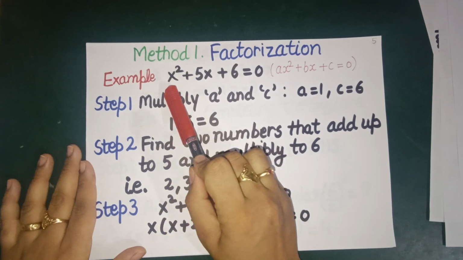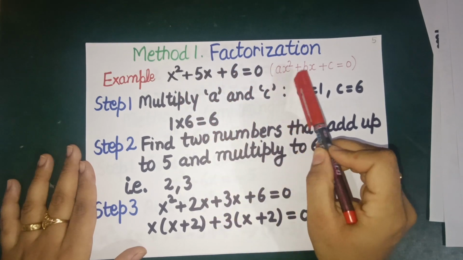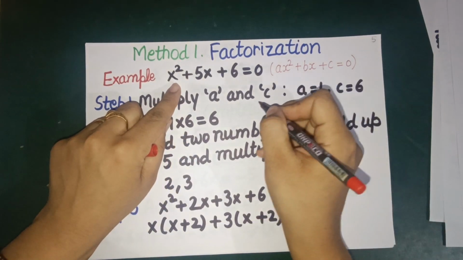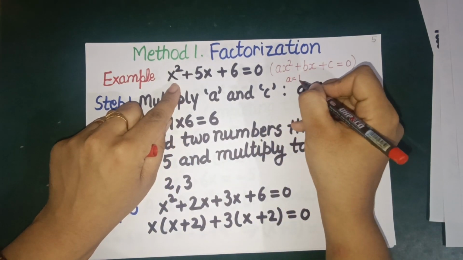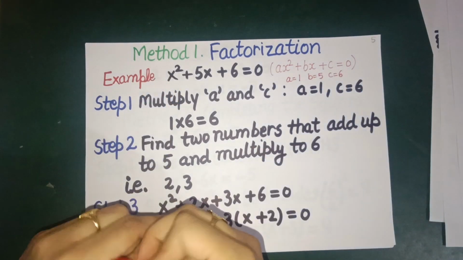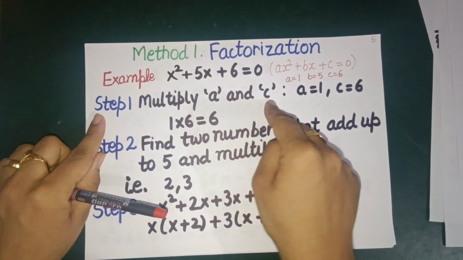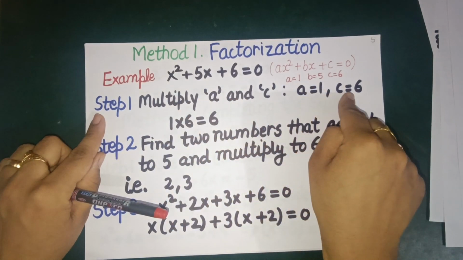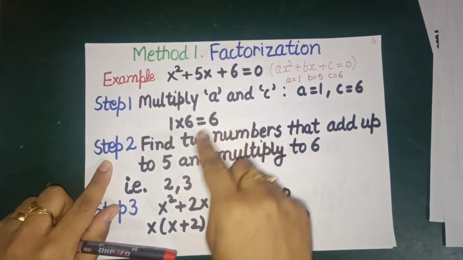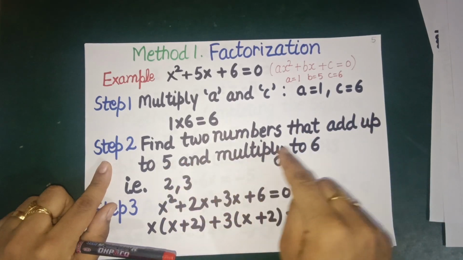Let's take an example of x squared plus 5x plus 6 equals 0, which is of the form ax squared plus bx plus c. So from here, what is the value of a? A is 1, b is 5 and c is 6. So to solve this, first step is multiply a and c. So here a is 1, c is 6, then 1 multiplied by 6 is 6. Step number 2 says find two numbers that add up to 5 and multiply to 6.